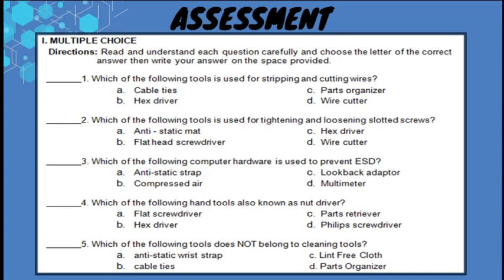1. Which of the following tools is used for stripping and cutting wires? A. Cable ties, B. Hex driver, C. Parts organizer, D. Wire cutter. 2. Which of the following tools is used for tightening and loosening slotted screws? A. Anti-static nut, B. Flathead screwdriver, C. Hex driver, D. Wire cutter.